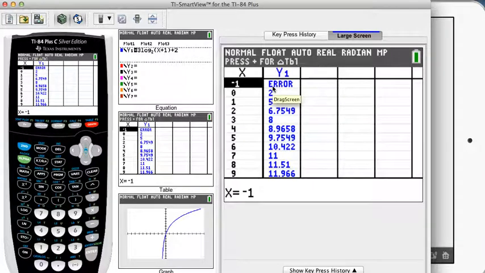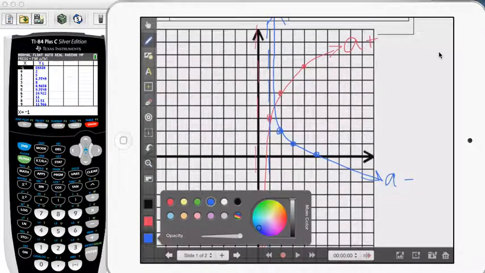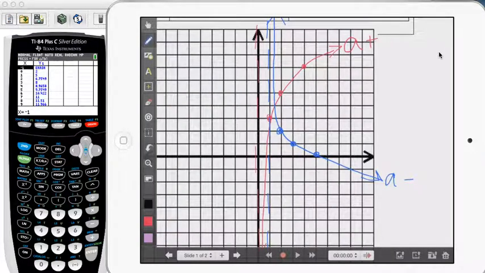Let's get some pretty points. My pretty points are 0, 2, and 1, 5, and 3, 8. Let's go ahead and graph it. Let me use a different color. I think purple would be a good color to use. So x equal to negative 1 would be my vertical asymptote. Now my points are 0, 2, and 1, 5, and 3, 8.